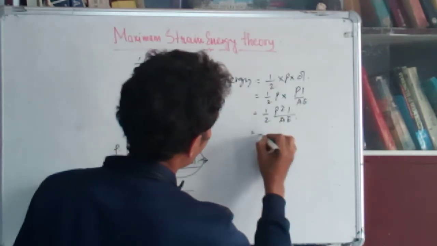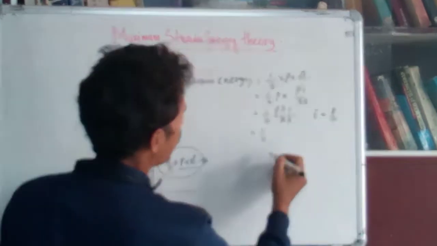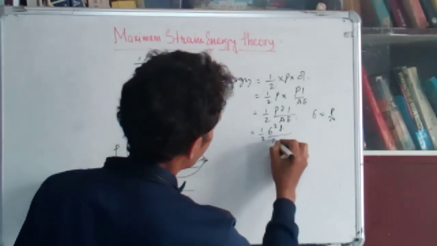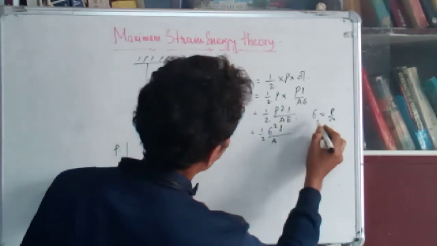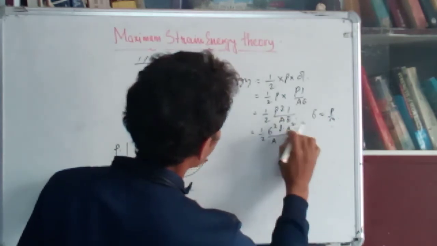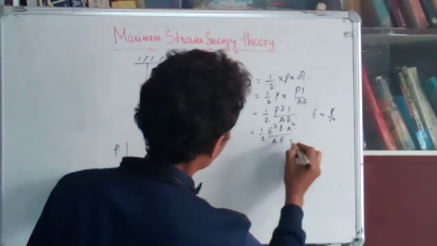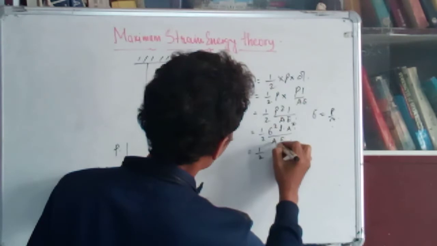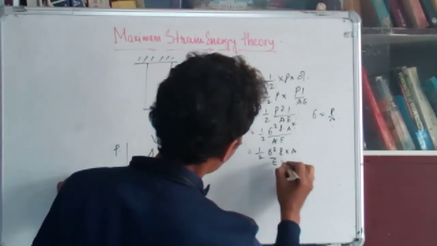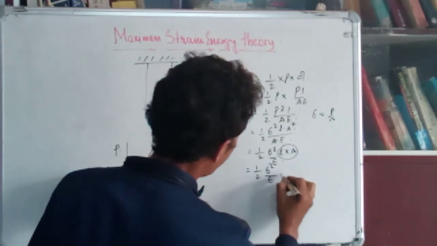Again, we know stress is equal to P by A, so P is equal to sigma into A. So we can write sigma square A square into L divided by A into E. It will be half, A cancels, sigma square into L into A by E. So you can write half into L into A, that will be the volume, sigma square by E into volume.